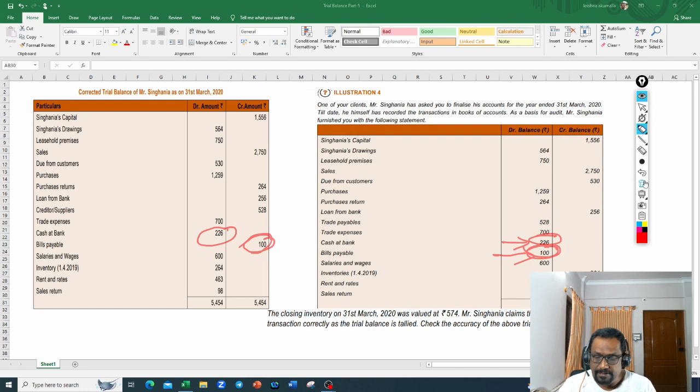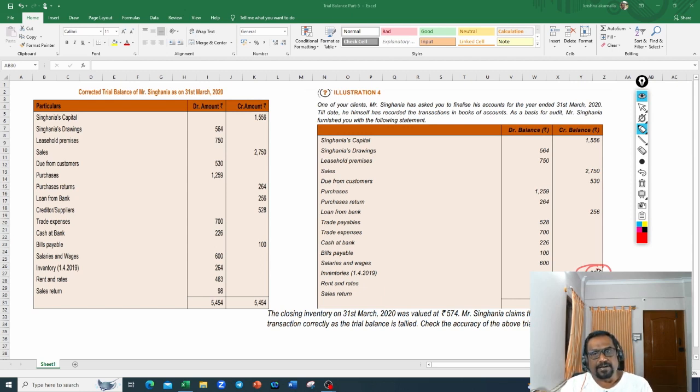So we rectified that. Next, salaries and wages 600 debit. Salaries and wages are expenses. All expenses and losses are supposed to be debited. So he debited. That is correctly accounted. So we also accounted correctly. Clear?